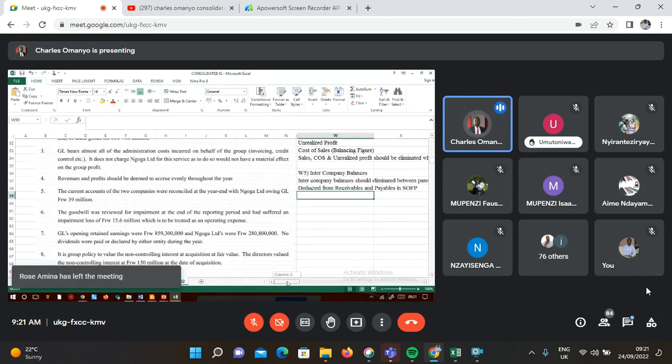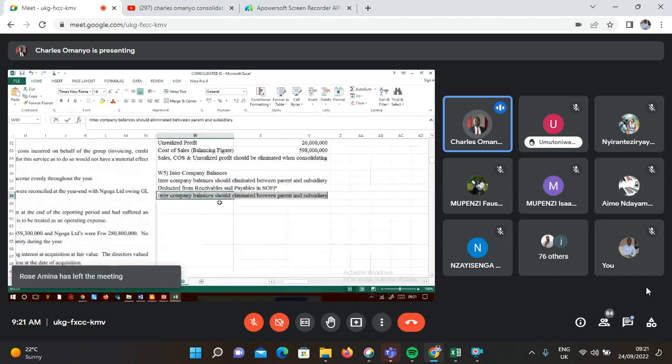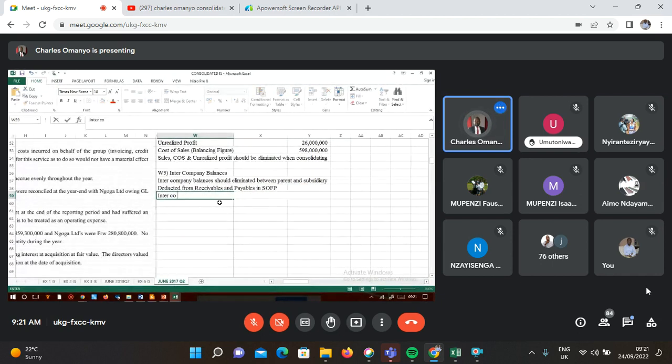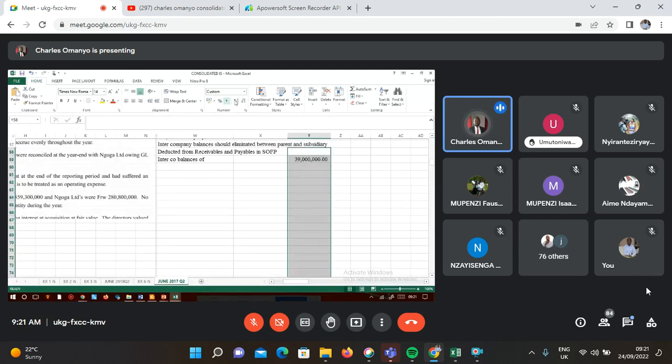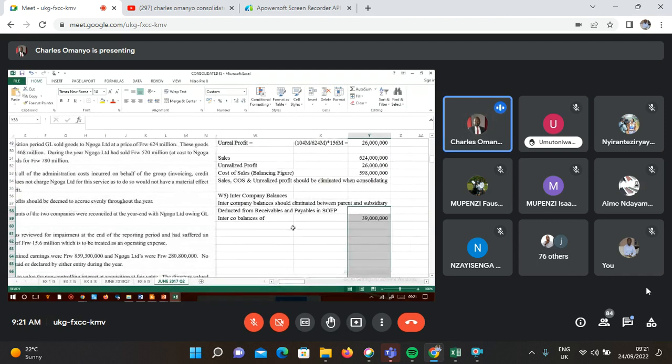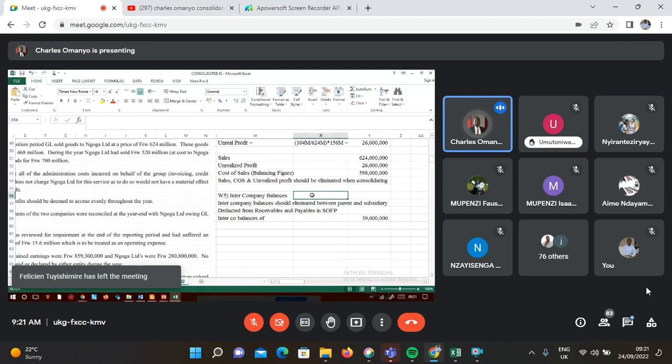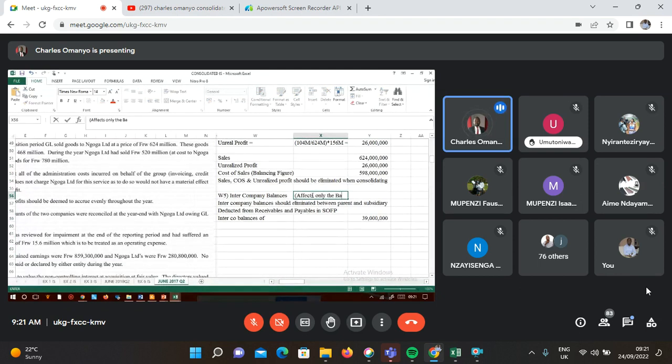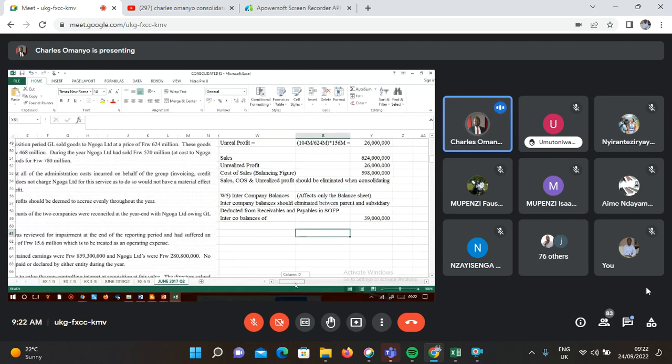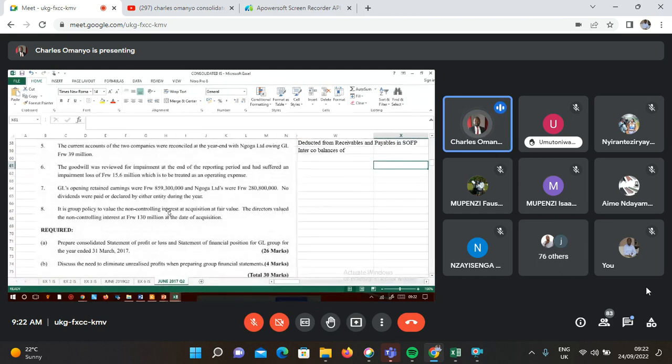So it is how much? 39 million. So intercompany balances of 39 million should be, that one affects, let me put there, affects only a balance sheet. So that when you are revising, you know it only affects the balance sheet. Let's continue. I'm trying to do everything to save time after the break.